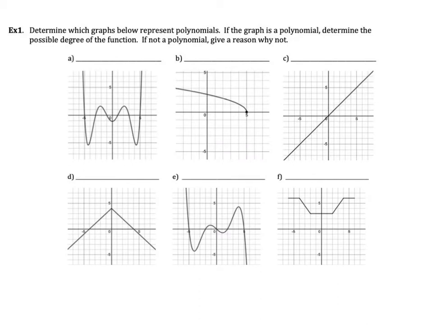Okay, example number 1. It says, determine which graphs below represent polynomials. If the graph is a polynomial, determine the possible degree of the function. If it's not a polynomial, then say why not. So I think you should pause, try this on your own, look at the definition of polynomial, look at all the different things we've talked about, how you would find the degree, and then come back and see if you got the answers correct.